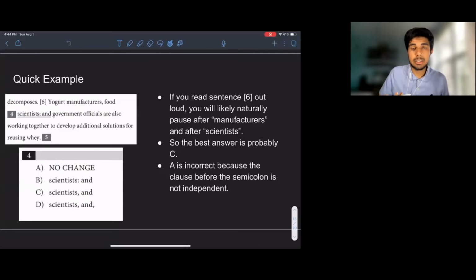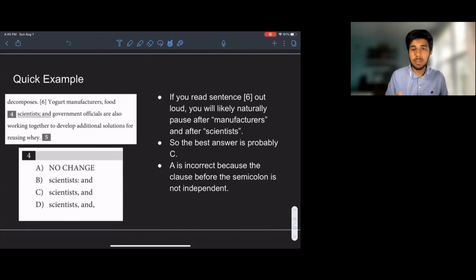So I naturally paused after the words manufacturers and scientists. So I'm starting to think that, okay, there is definitely a pause after the word scientists, but I didn't pause after the word and. So I'm thinking there isn't a punctuation mark after the word and. So because of that, I'm sort of eliminating choice D.